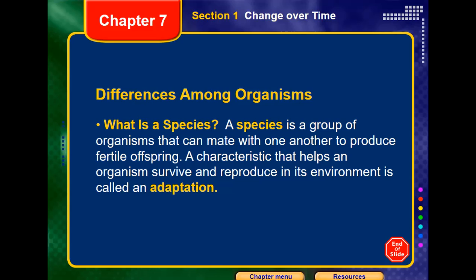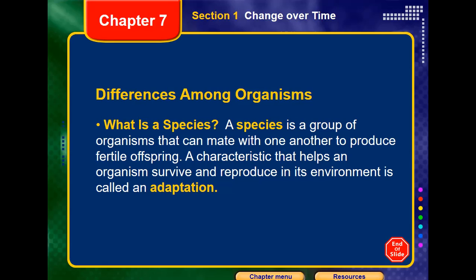So here the key thing to determine whether it is a species or not is that the offspring must be fertile. We also see that a characteristic that helps an organism to survive and reproduce in its environment is called an adaptation. So adaptation is the ability of a living organism to match with the environment.